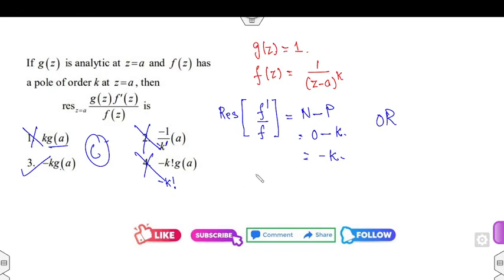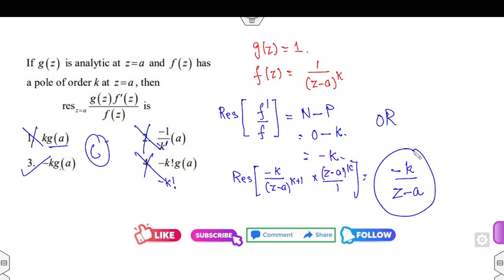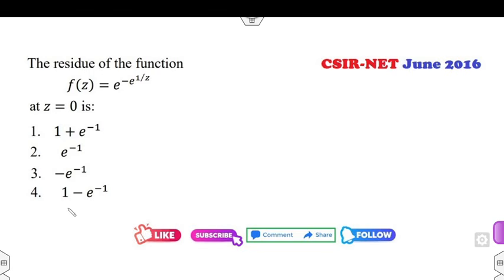Or you can calculate the derivative. It will be minus k over (z minus a) to the power k plus 1, divided by (z minus a) to the power k of this. So this will be minus k over z minus a. So clearly, if you find the residue, it will be minus k. So again the right answer is C, the right option.